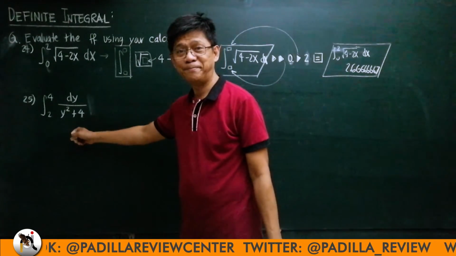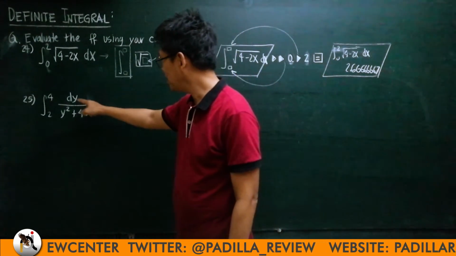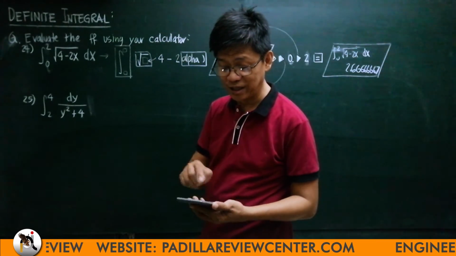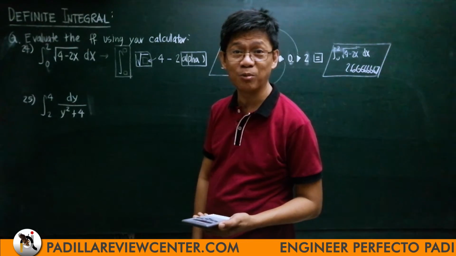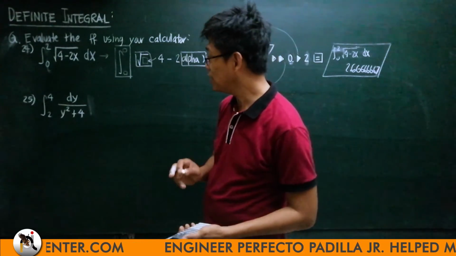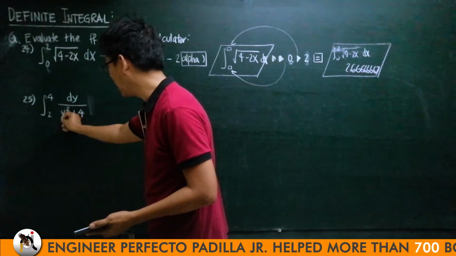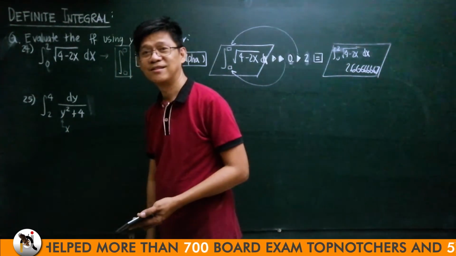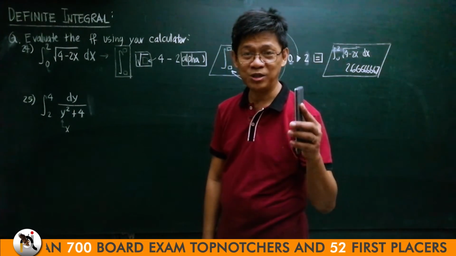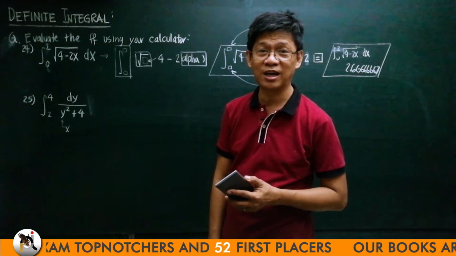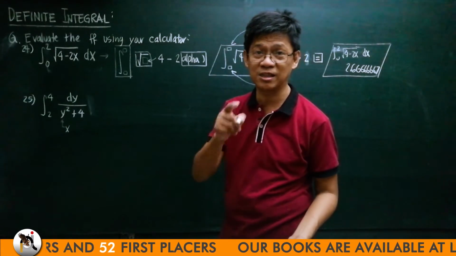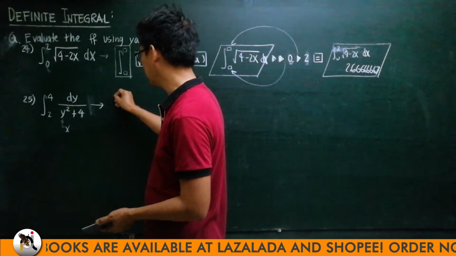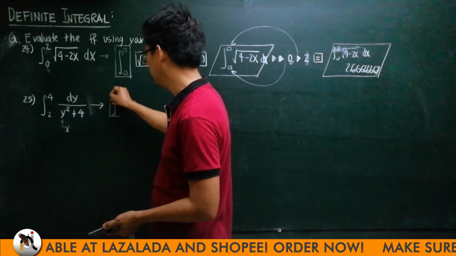What about this one? As you can see here, the variable is y. But look at your calculator for the integral. When you press the integral symbol, it's dx. So what you will do is enter the y as x. You follow? When using the integration function of your calculator, all variables must always be entered as x. Therefore, press the integral symbol.